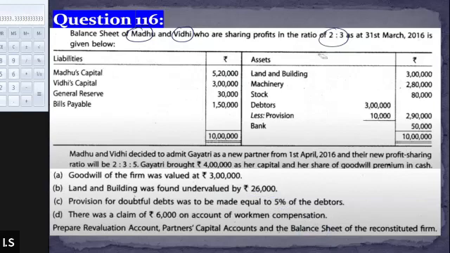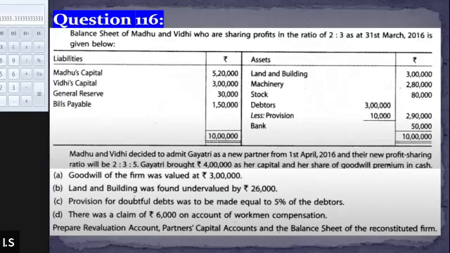Is everybody able to recall what the revaluation account is and how we prepare it? Because in this question we need to have an idea about the revaluation, otherwise you won't be able to solve this question. Tell me, is everybody able to recall the revaluation account, its format, and the partners' account and the balance sheet as well? Yes, sir. All right, then let's continue with 116.